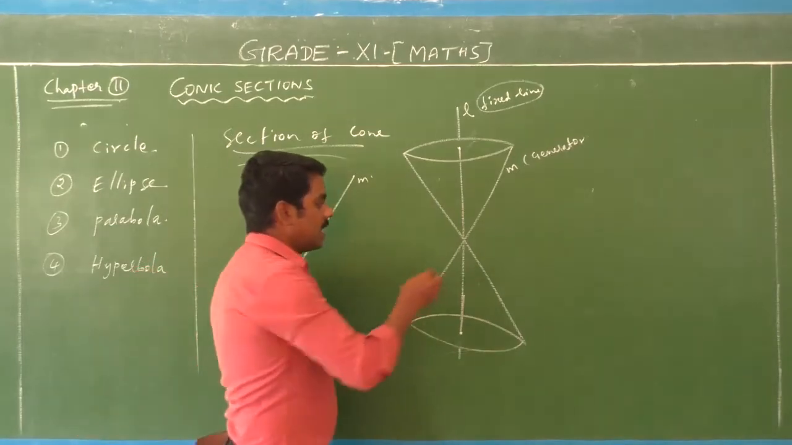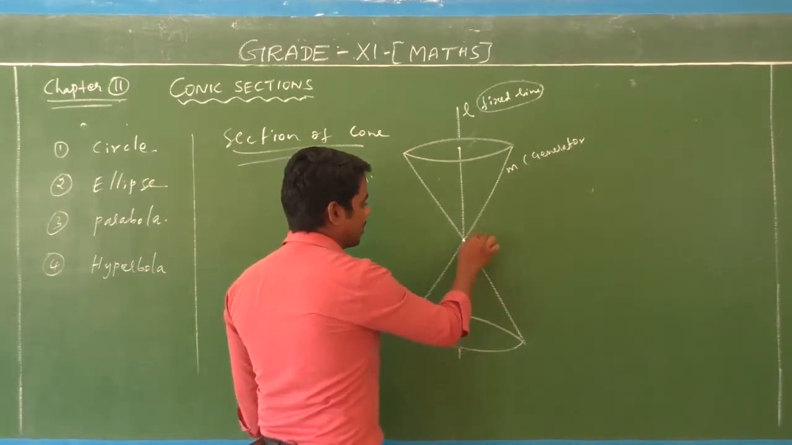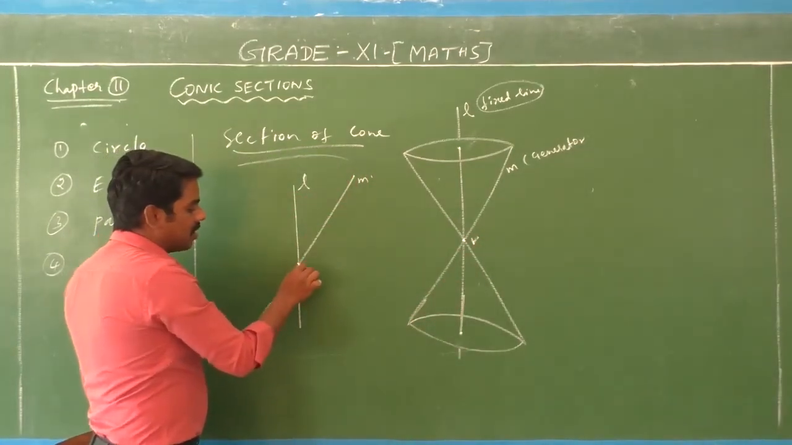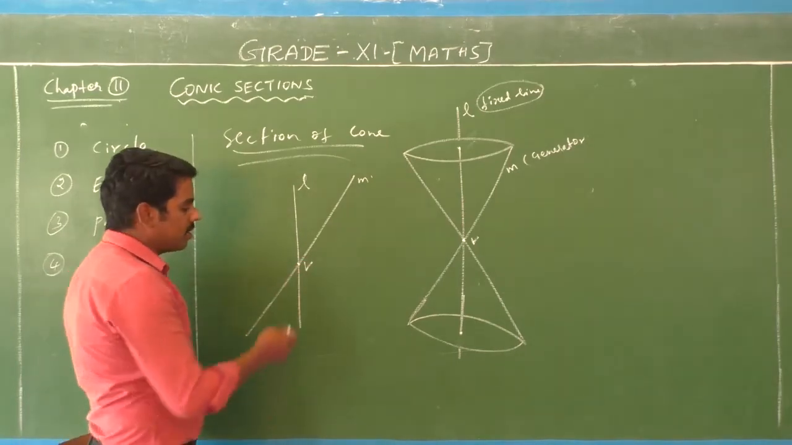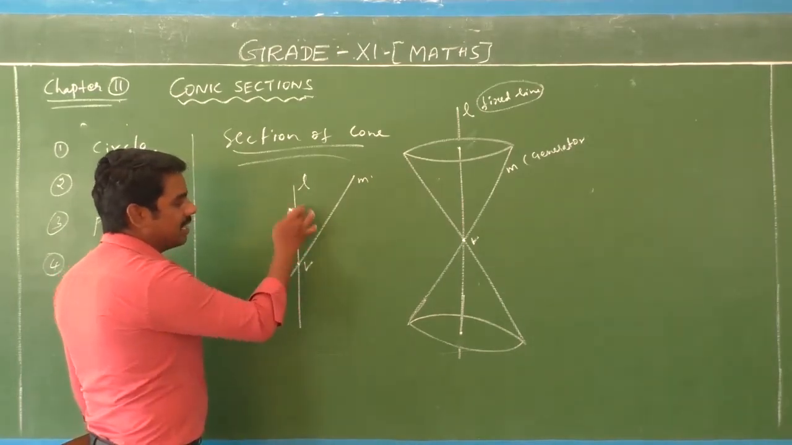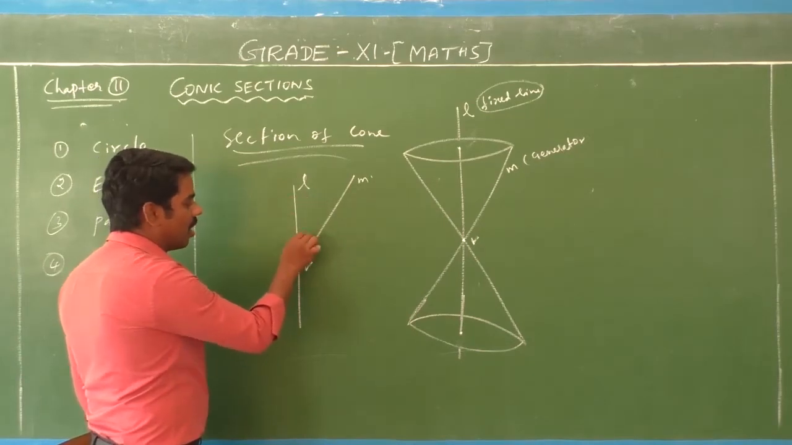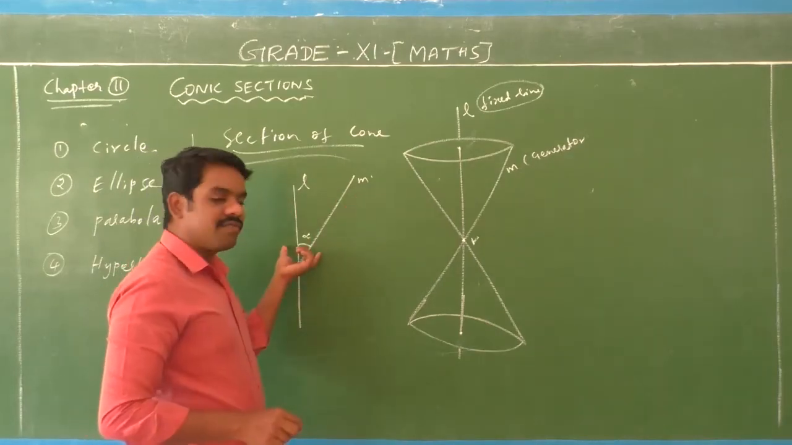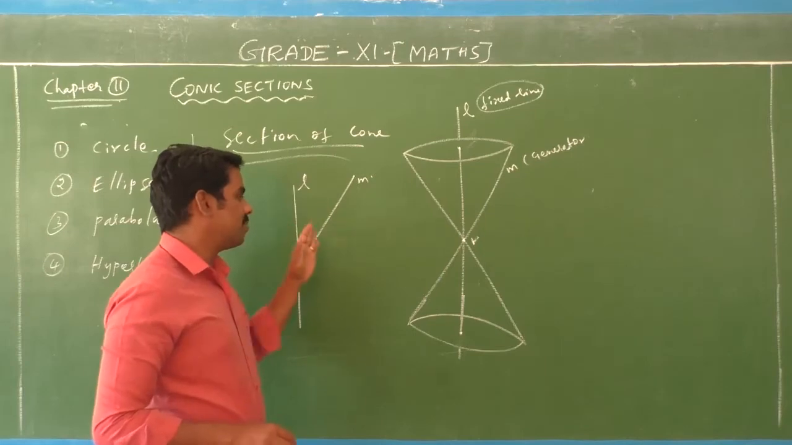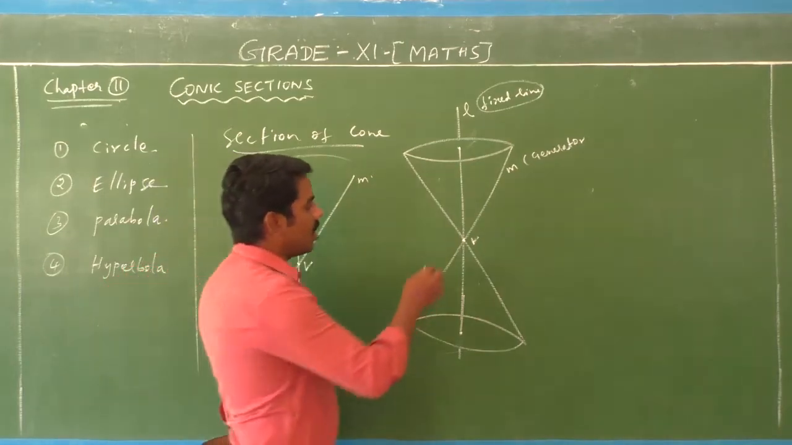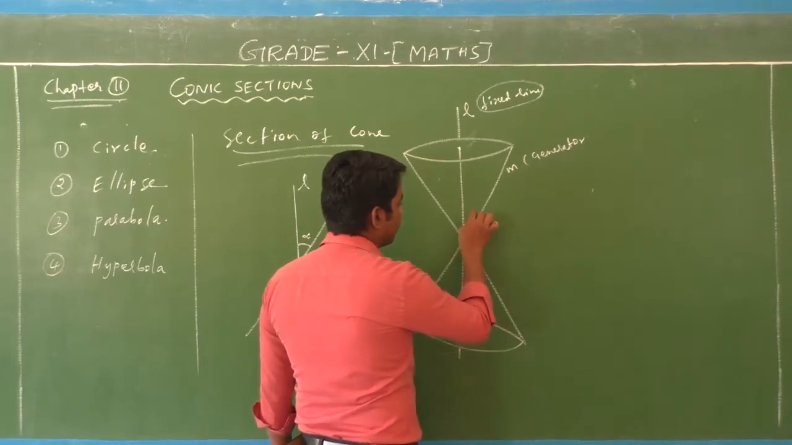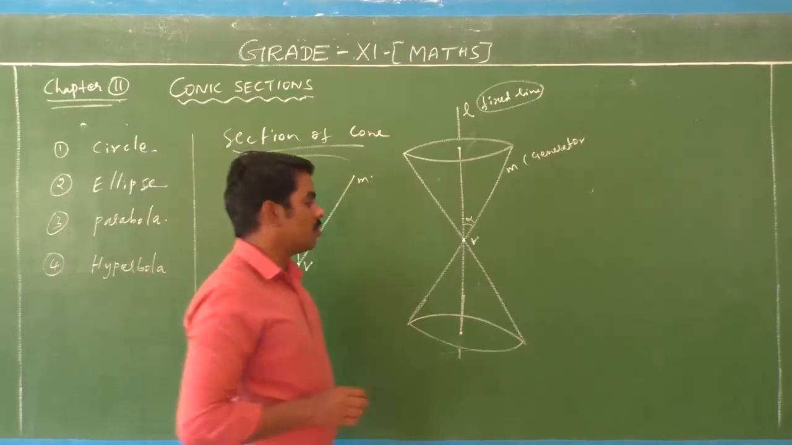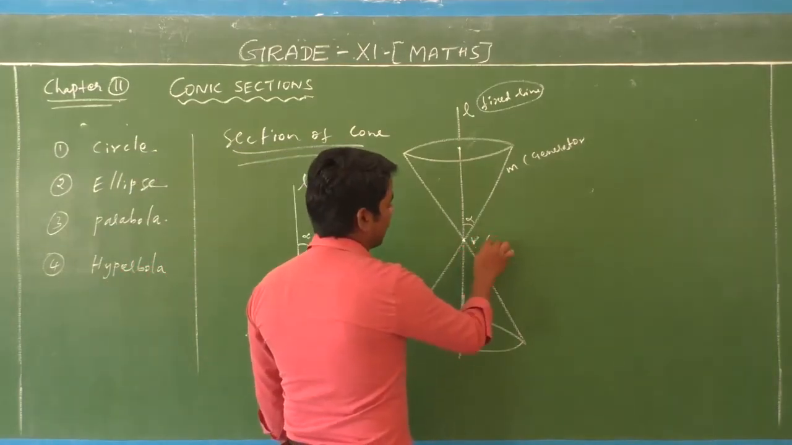Okay? Right. Here, this point is the vertex. The intersection of the lines L and M is the vertex V. This is a fixed point. And also, the angle between line L and M is alpha. The angle of inclination of the two lines L and M is alpha. Alpha is constant. This is a double napped right circular cone. V is the vertex.